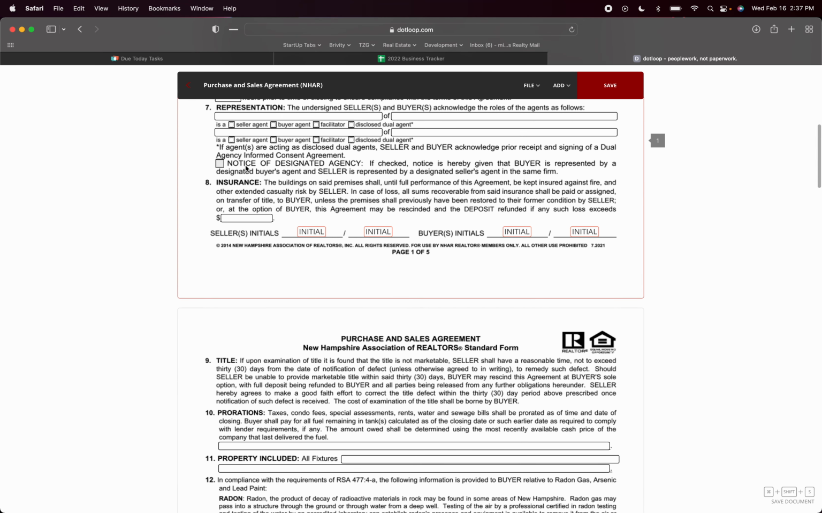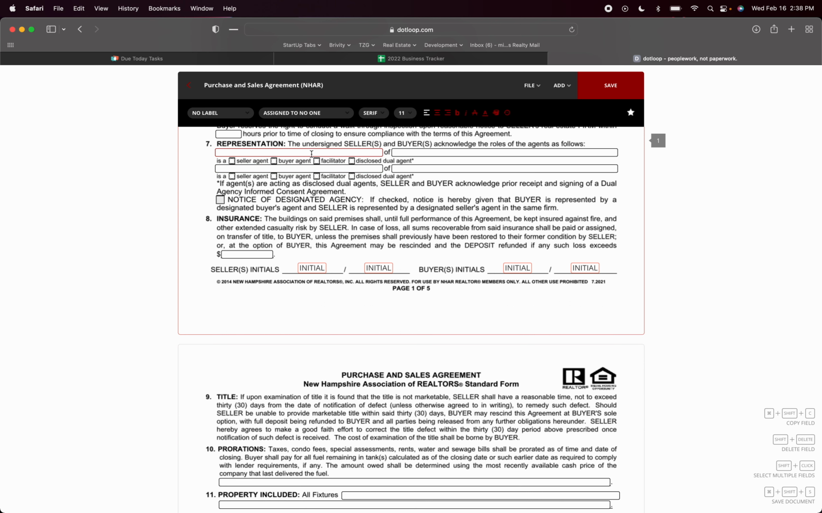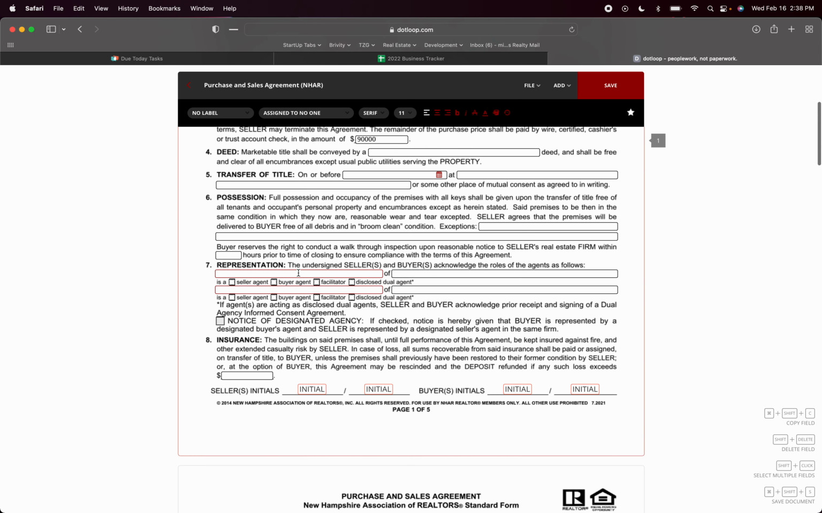Section 7 deals with representation. So this is going to be both the buyer and the seller agent here. It doesn't matter what order they're listed in, buyer or seller agent first, that's not important. You're going to list the agent's name here. You're going to list their agency that they're affiliated with here. Then you're going to mark, are they a seller agent, buyer agent, facilitator, or disclosed dual. You're going to do the same thing with the agent on the other side of the transaction here. So their name, their agency, and then what is their role in the transaction.